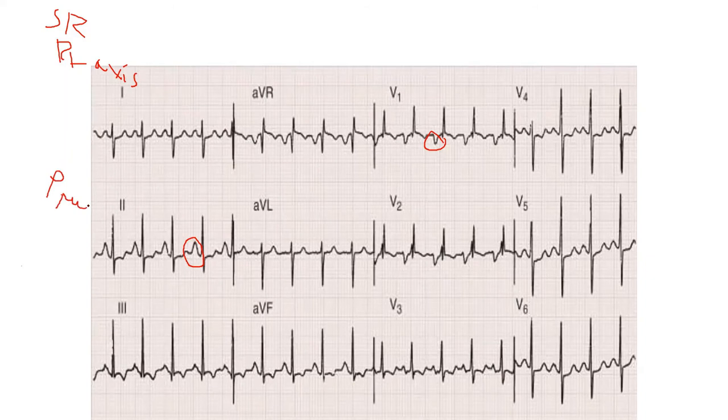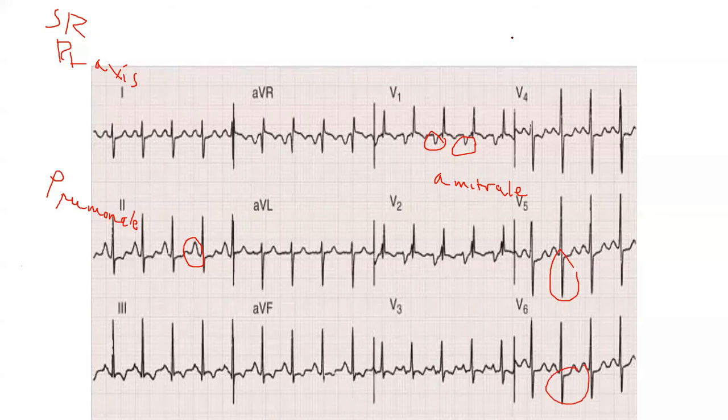And do we have P mitrale? Yes. Mitrale. Okay. Biatrial dilatation. So we have biatrial dilatation. And we have right axis. And we have dominant R in V1. And look here, dominant S in V5 and V6. RVH, exactly. This is for RVH.